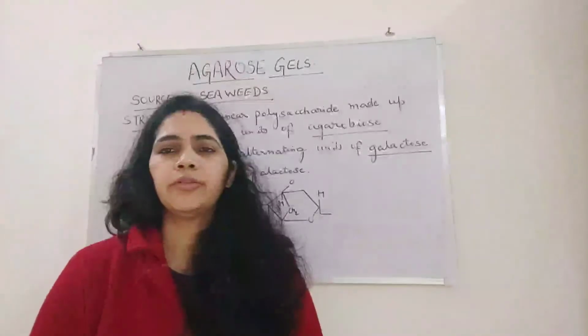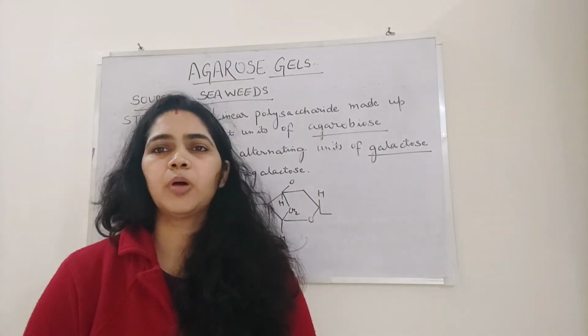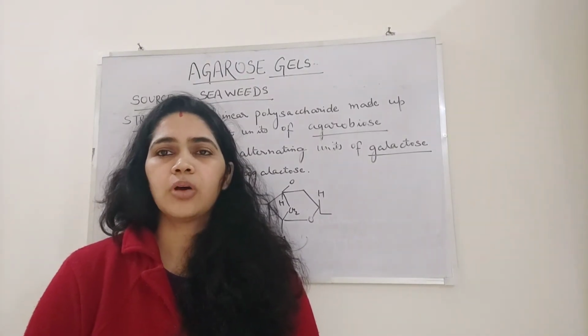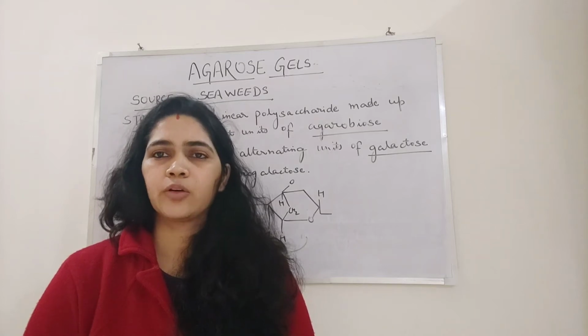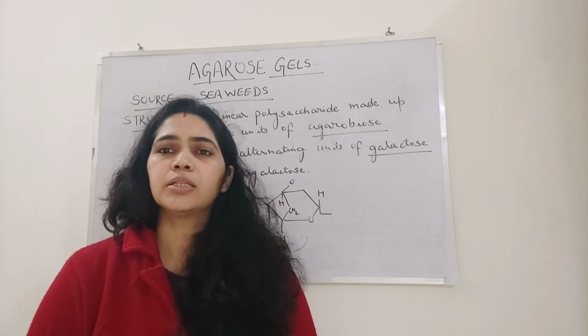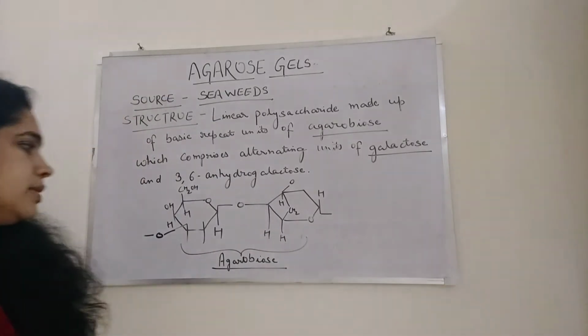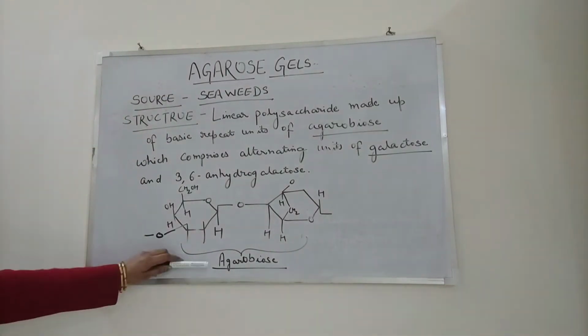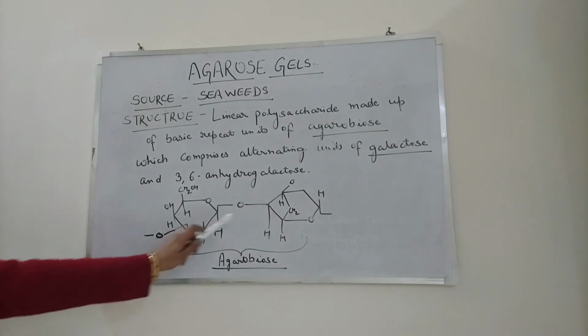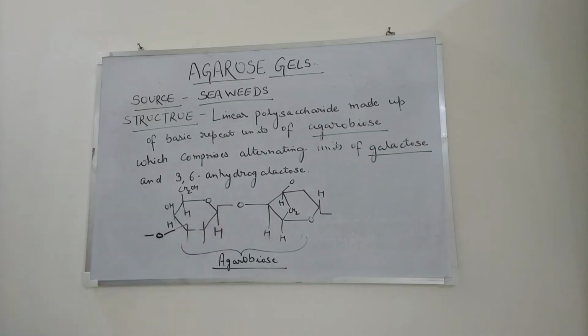Agarose is extracted from seaweed. It is a linear polysaccharide which consists of repeating units of agarobiose, which comprises alternating units of galactose and 3,6-anhydrogalactose. In this figure, you can see the structure of agarobiose units, which comprises alternating units of galactose and 3,6-anhydrogalactose.